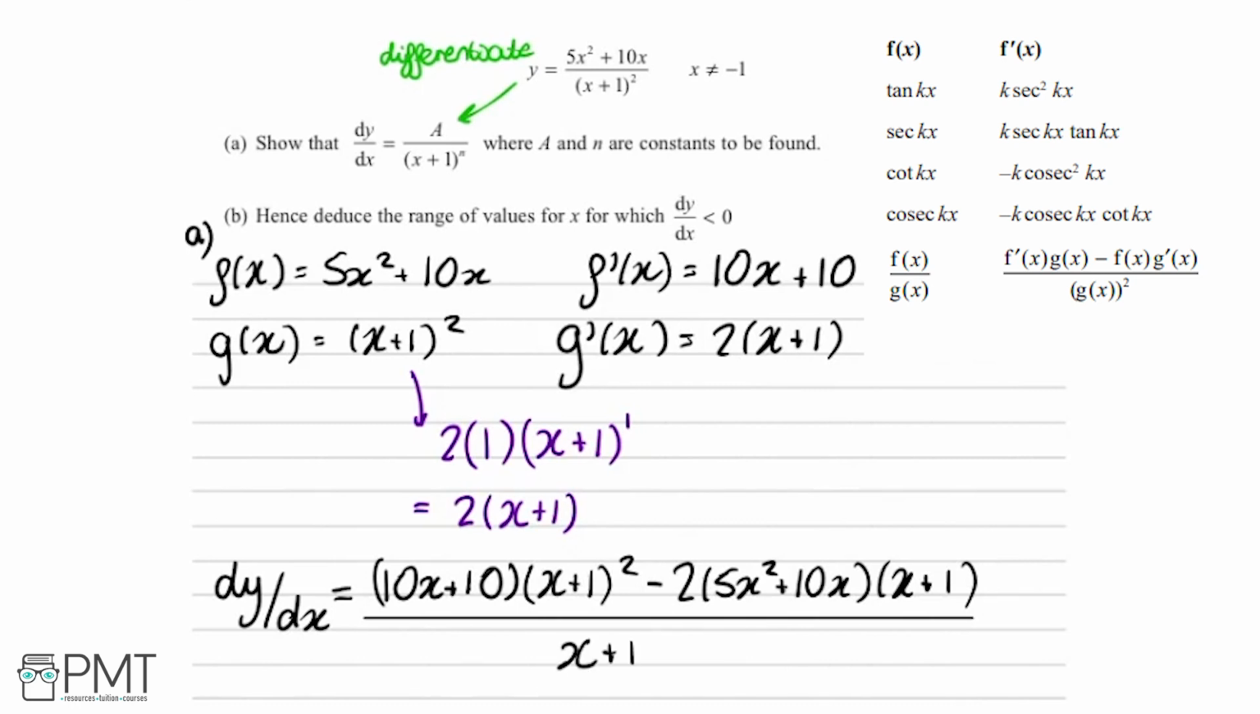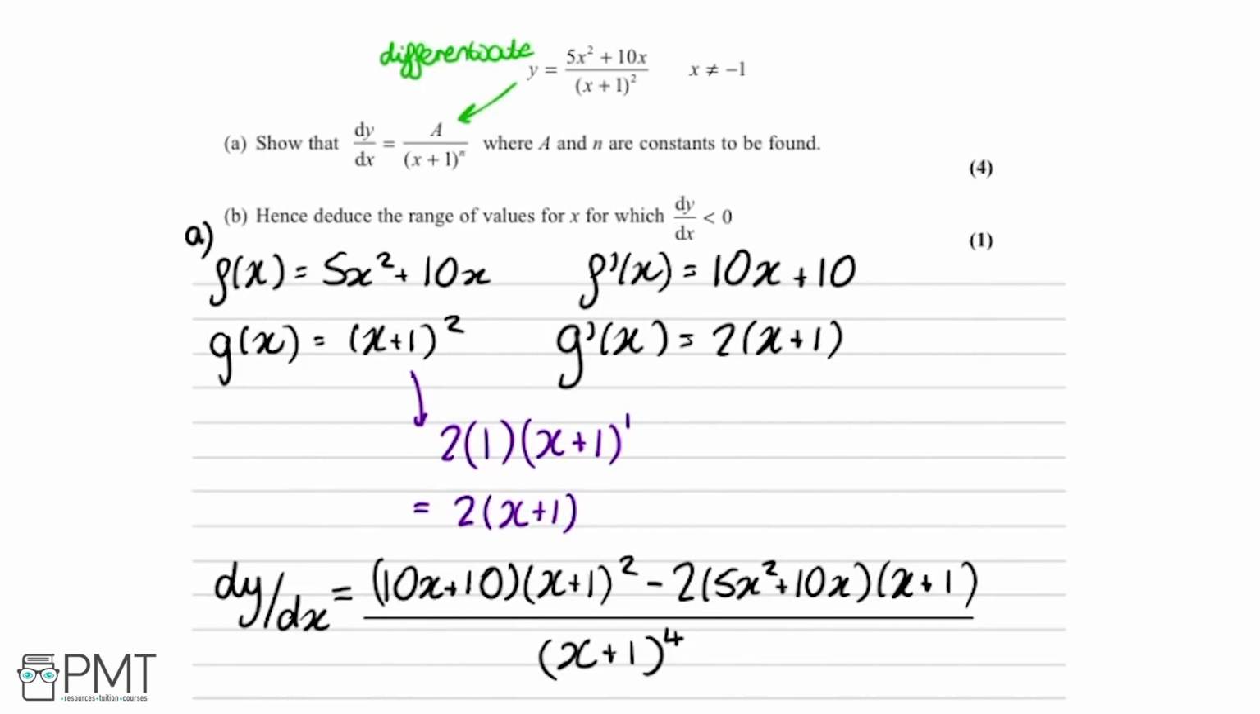It's x plus 1 squared all squared. However, using our rules of indices, we know that we can simplify this down to just being x plus 1 to the power of 4. Also, notice the use of brackets here. Using brackets like this will make it much easier when we're expanding out.